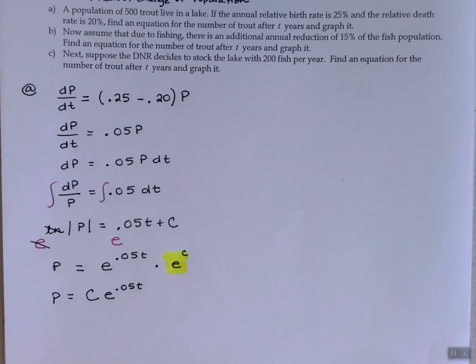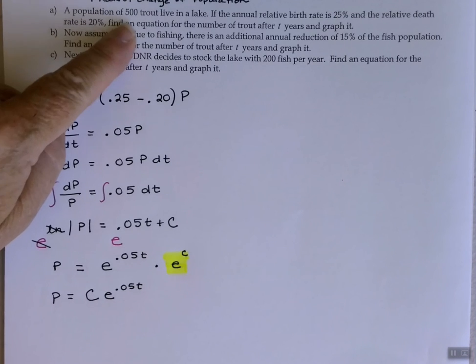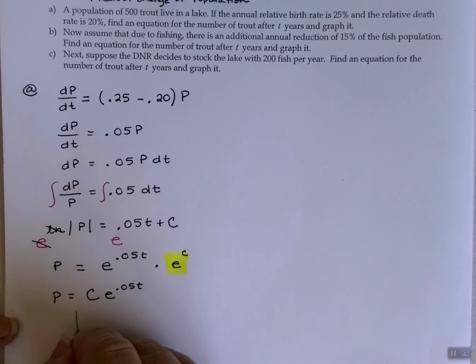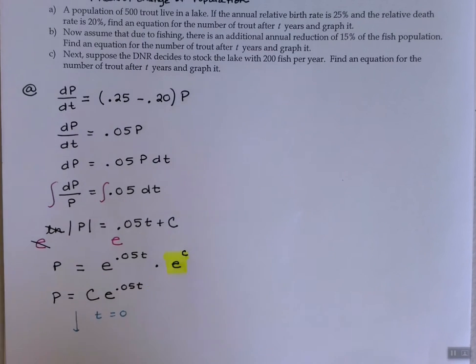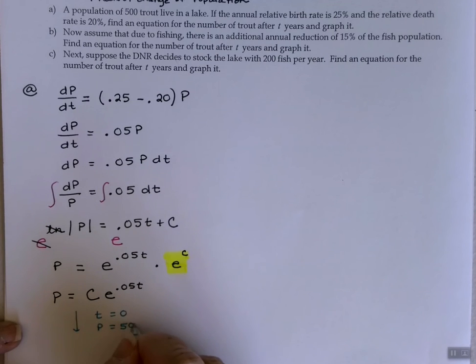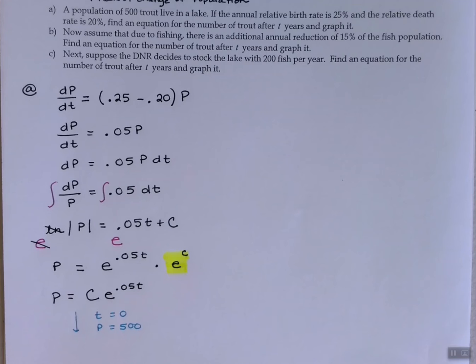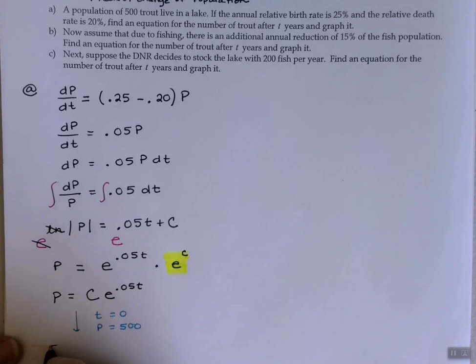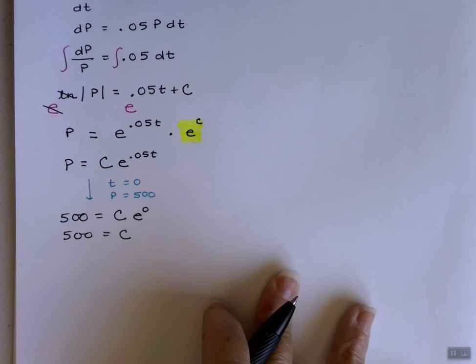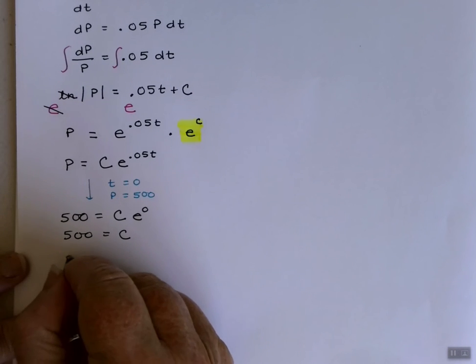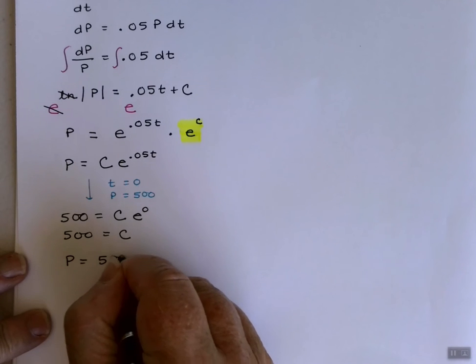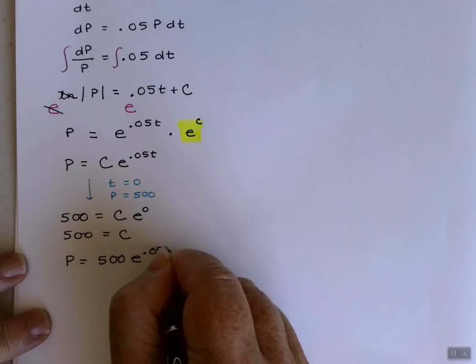I do have an initial condition. I was told that right now the population is 500 trout. So my initial condition, I'm going to say that at time 0 right now, p is 500. And plugging that in, I have 500 equals c e to the 0. That, of course, is 1. So c is 500. And so my specific particular solution is p equals 500 e to the 0.05t.